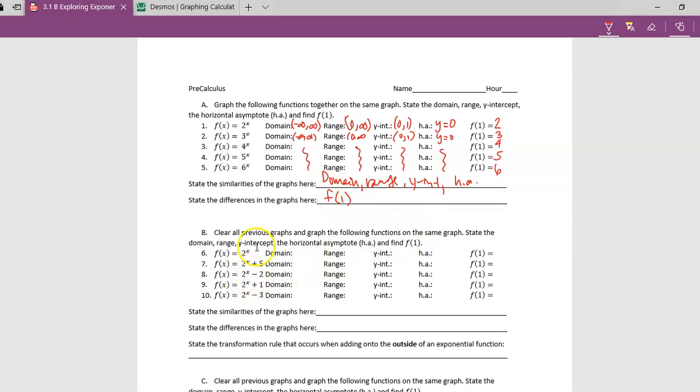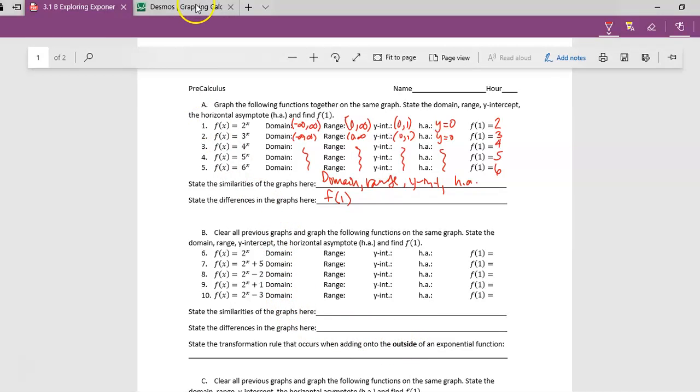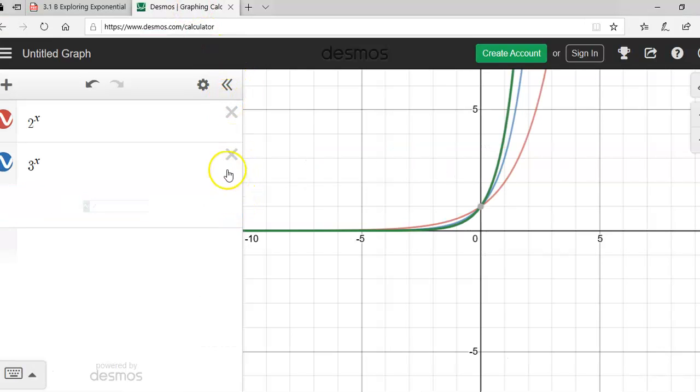So now on part B, we're going to clear the previous graphs, and now we're going to graph 2 to the x, 2 to the x plus 5, 2 to the x minus 2, and then we're going to see what's similar, what's different, and what happens when we add on the outside, which since we've done transformations before, we probably already have an idea about. But let's go back to our graph and clear all of these.